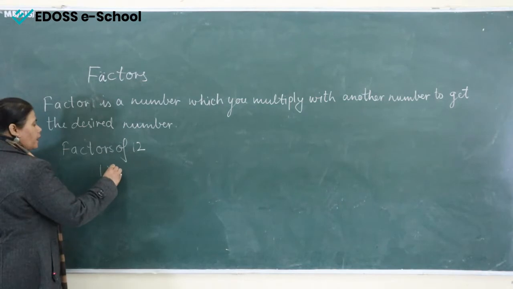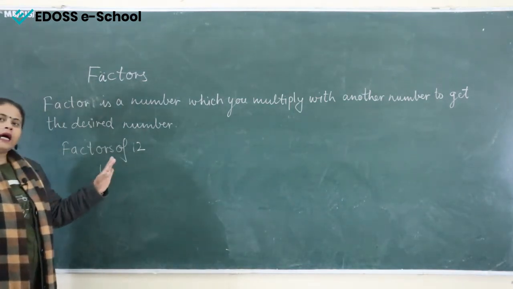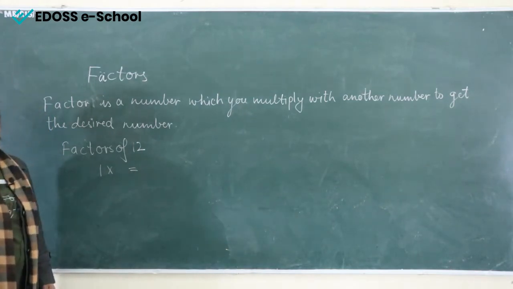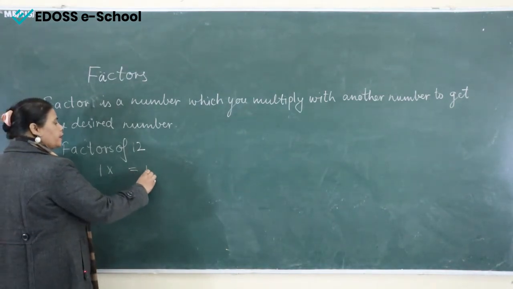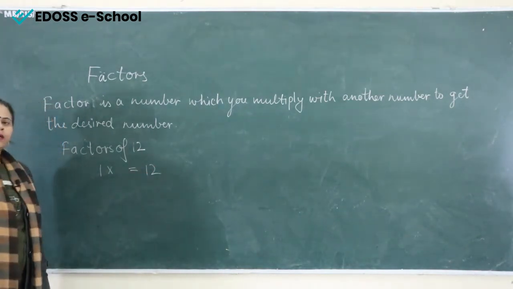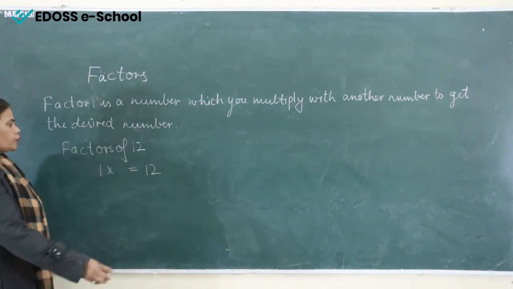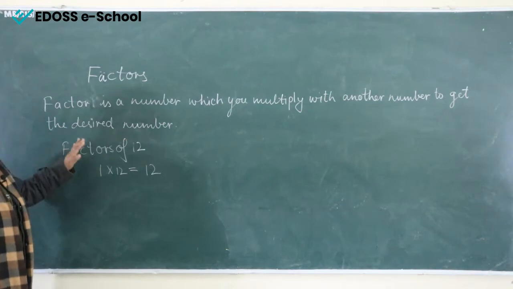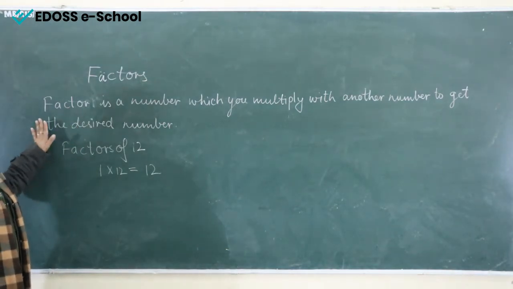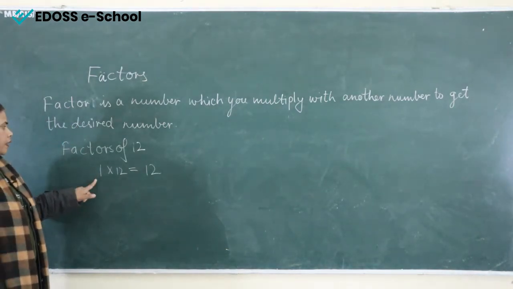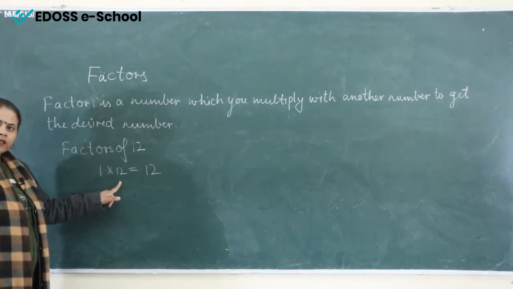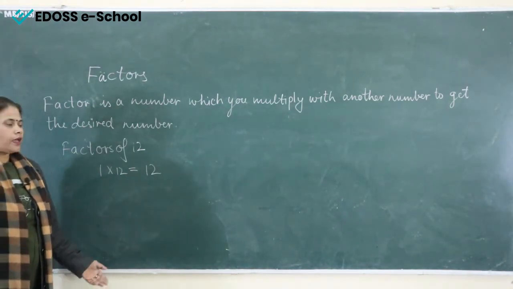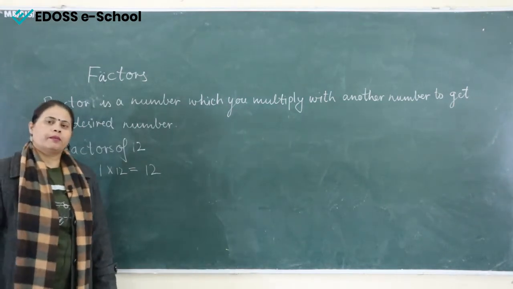So 1 is the number which we will multiply with another number to get the desired number. So 1 multiplied by what to get the desired number? Here the desired number is 12. So 1 multiplied by 12 is equal to 12. It means the number 1 is multiplied with the other number, 12, to get the desired number, 12. Now come to the next number, 2.